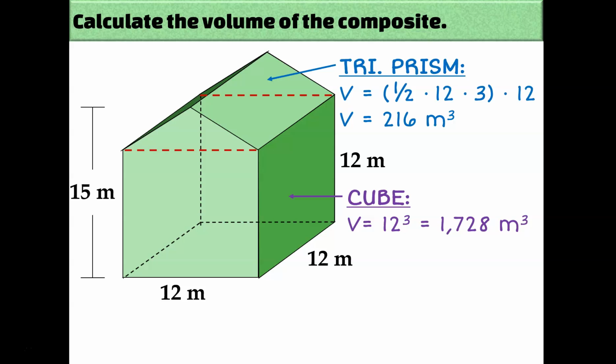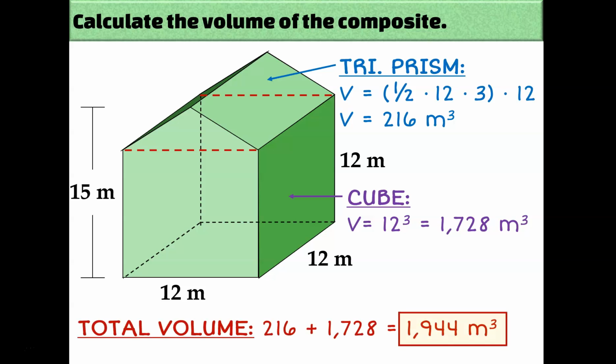Then the volume of the cube is just 12 cubed. 12 times 12 times 12, which is 1728. So add those two volumes together to get your total answer of 1,944 cubic meters.